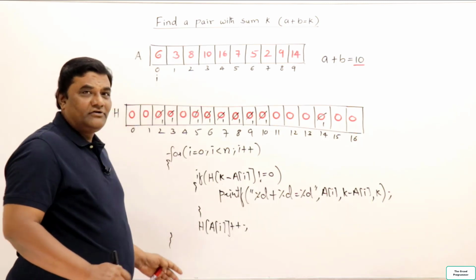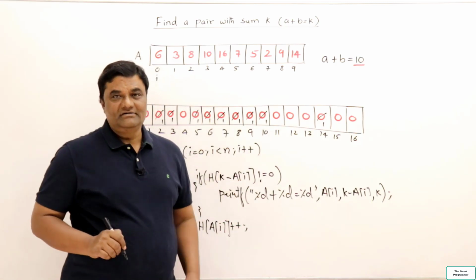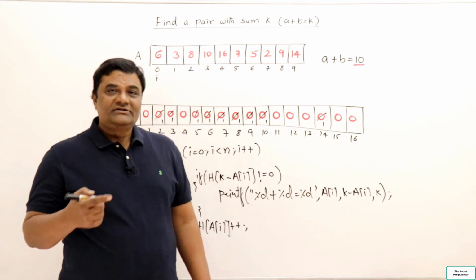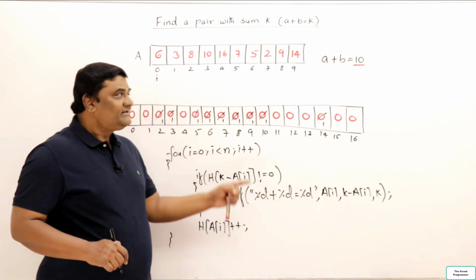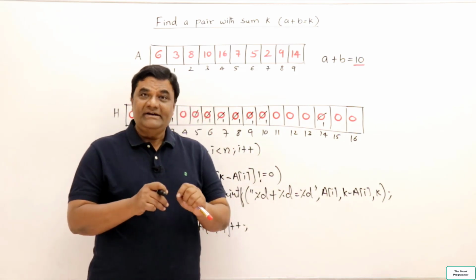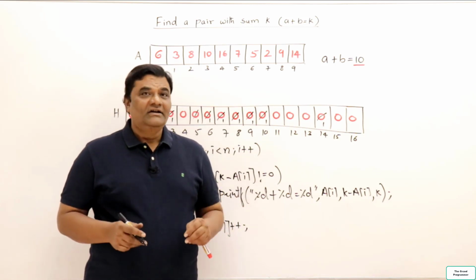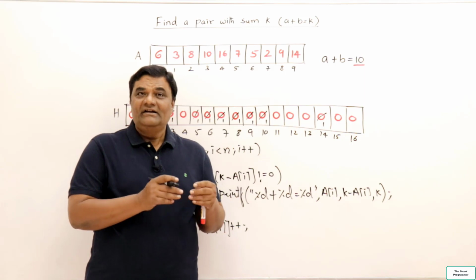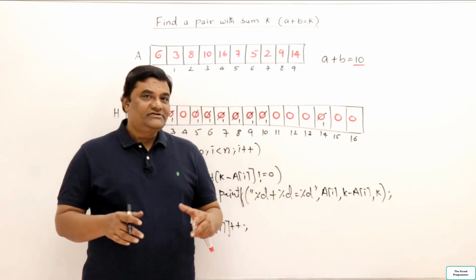So this is the procedure for finding a pair of elements with the help of a hash table, right? This algorithm takes order of n time, as it scans through these elements only once. Yes, it's faster, but the space taken is more. So always remember, there is a trade-off. If you want to save space, then time will be more. If you want to save time, then space will be more. That's all in this video.